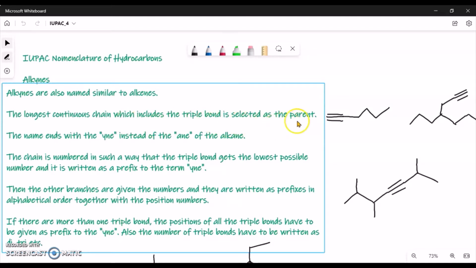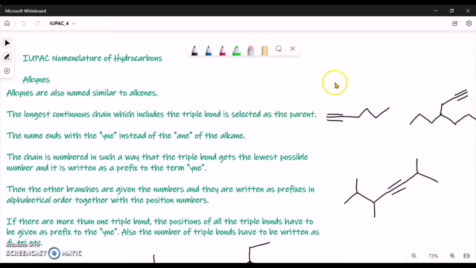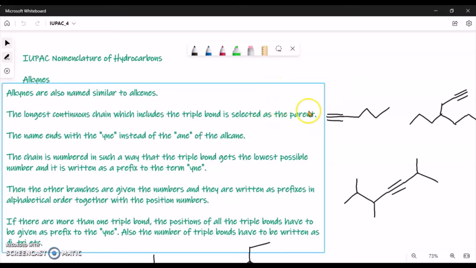In order to name the parent, we take the name of the alkane, cut off the E at the end of it and add YNE. So YNE instead of ANE. Alkane ends with ANE, alkene ends with ENE, and alkyne ends with YNE.